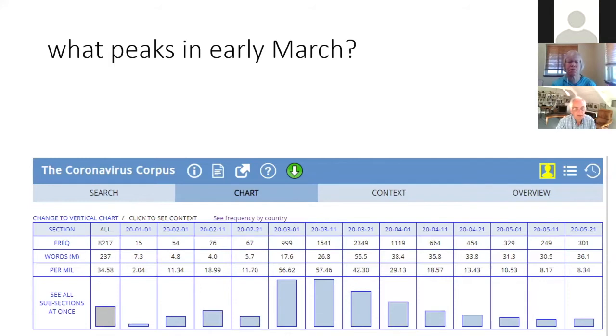Now, here's a puzzle to you all. What is it that peaks in early March? If you look at the 1st of March, the 11th of March, and then the 21st of March, you've got big bars there. And it's pretty obvious that something happened. What is it that peaks then?